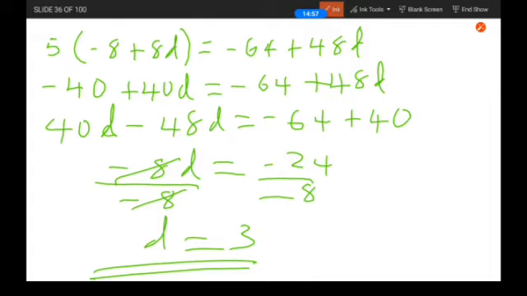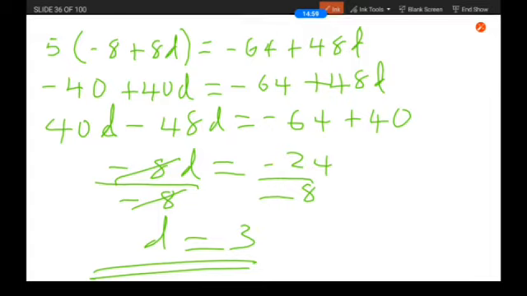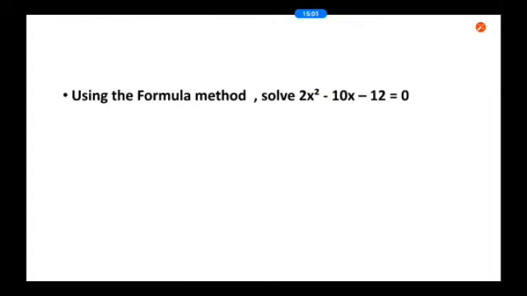So any question can come out in AP. Just know the formula and move on with it. Is that okay? Now look at this. Using the formula method, solve 2x squared minus 10x minus 12 equals 0. That's what we are looking for next.